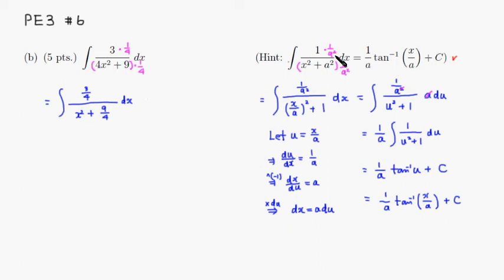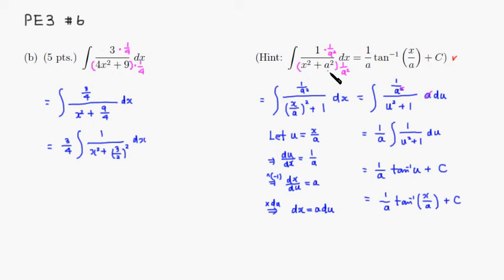I'm going to clean up a little bit further. 3/4 is just a constant, so I'll put it outside. Then you have an integral, and since 3/4 is in front, 1 on top, and on the bottom x squared plus 9 over 4, which is the same thing as 3 over 2 squared, dx.